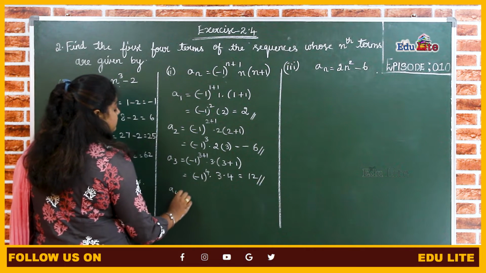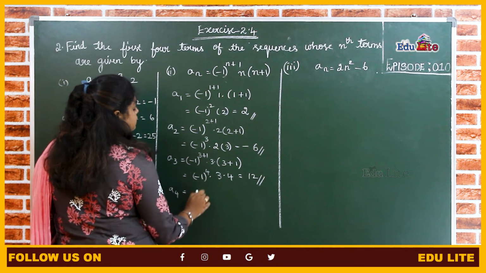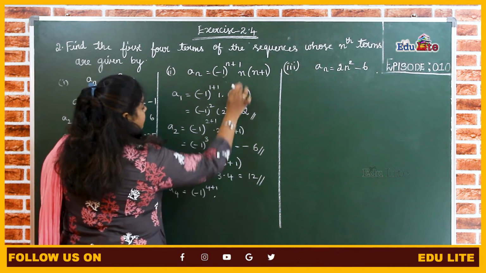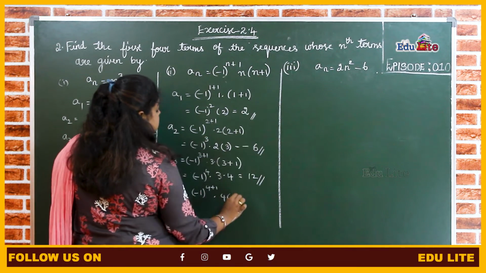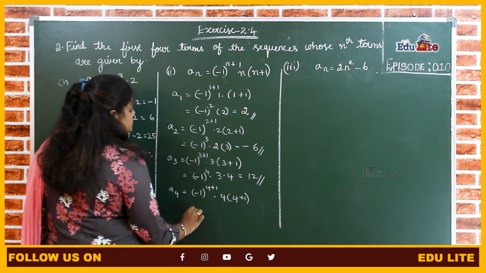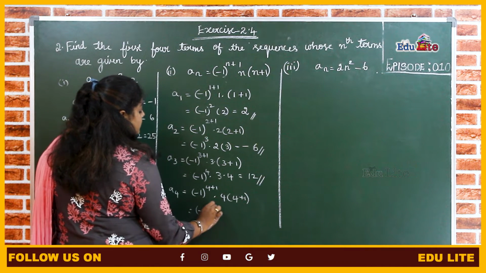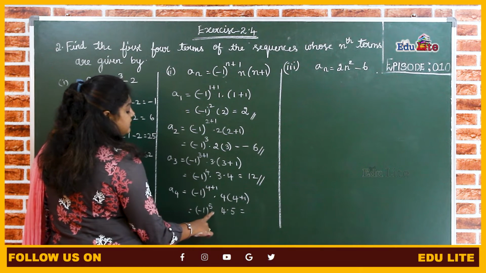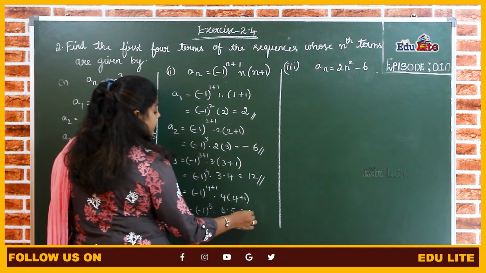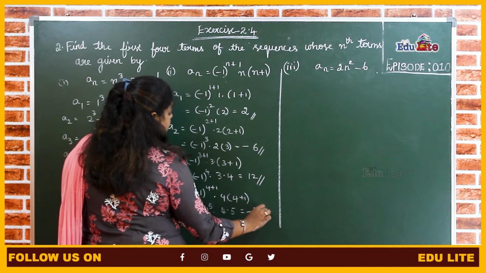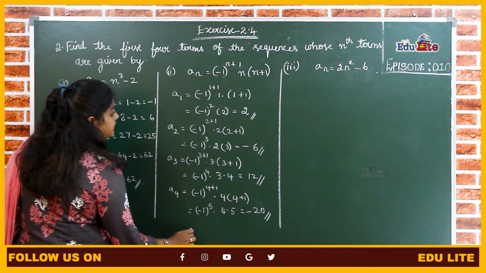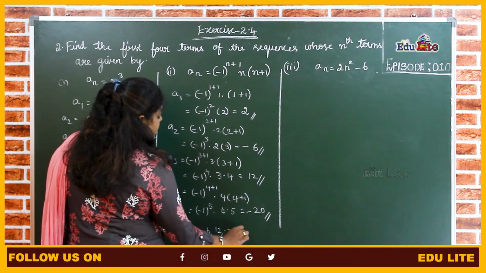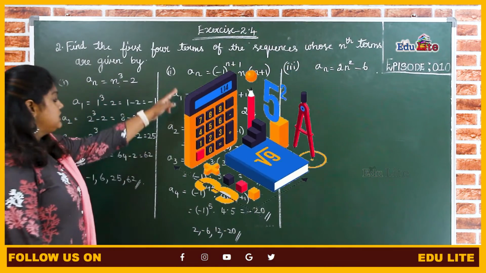Next, to find the fourth term, we substitute the value of n as 4. (Minus 1) power (4 plus 1), n value is 4, into (4 plus 1). So, (minus 1) power 5, 4 into 5. If it is an odd power, minus will stay. Therefore, minus 5 4s are 20. So, the four terms of the sequence are 2, minus 6, 12 and minus 20. These are the first four terms of the sequence.